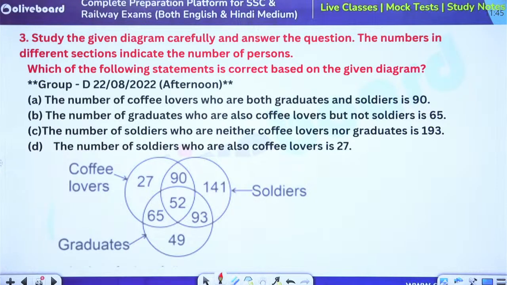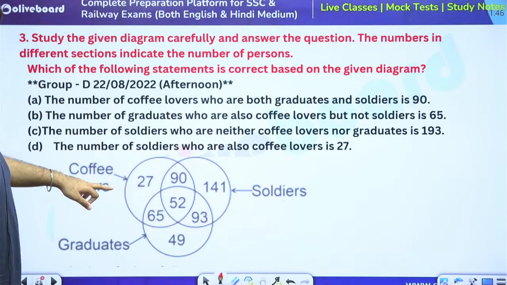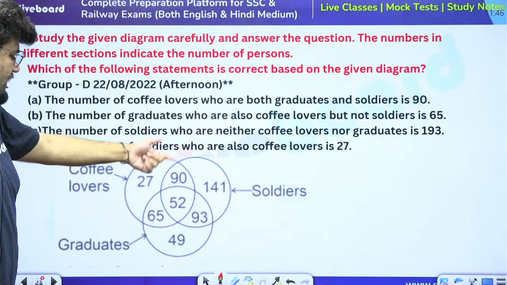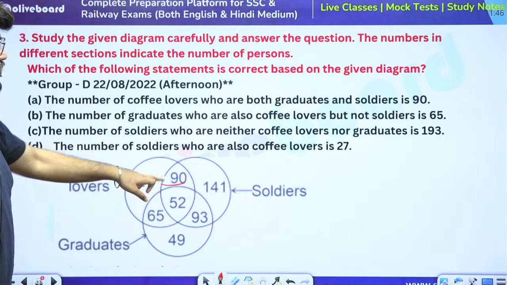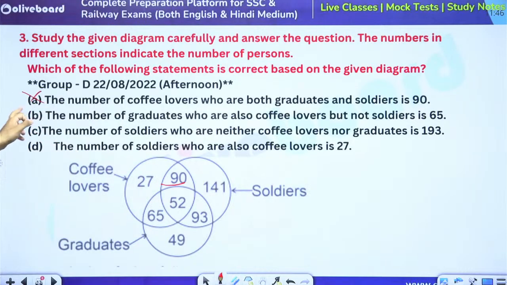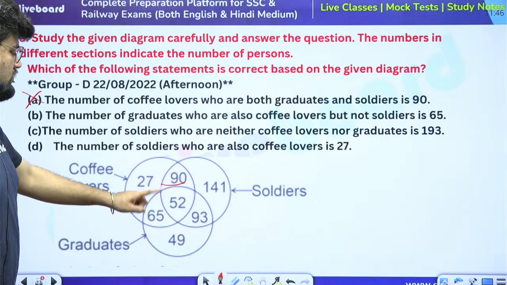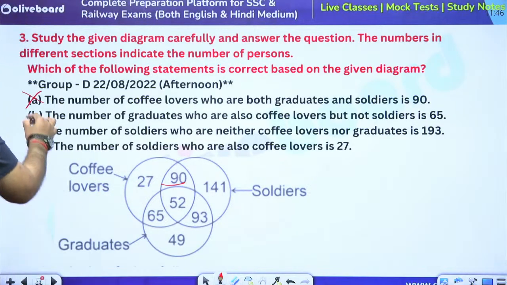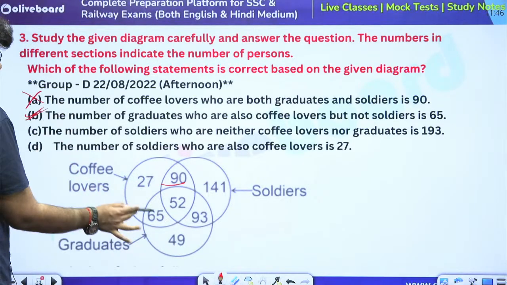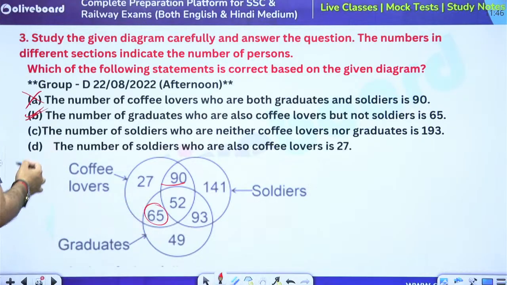Okay. So, which of the following statements is correct based on the given diagram? The number of coffee lovers who are both graduates and soldiers. Who are both graduates and soldiers is 90. No. Only coffee lovers who are soldiers is 90. This is incorrect. Number of graduates who are also coffee lovers but not soldiers is 65. Yes, this is the right one. Option B is the correct one. Graduates who are coffee lovers but not soldiers are 65. So option B is the right one. You don't have to check for the others.